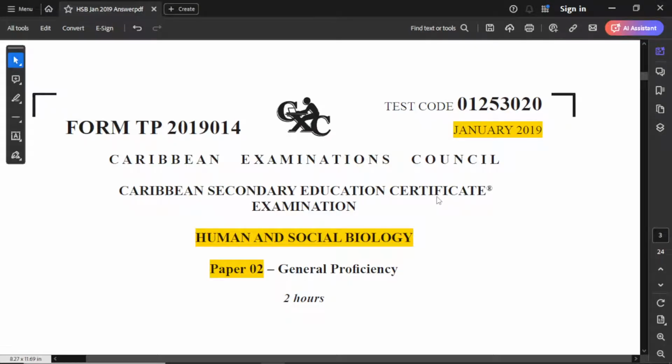Now, today we're looking at a CSEC Human and Social Biology paper. This is my first review of a Human and Social Biology paper. This is from January 2019, and it is a paper 2.